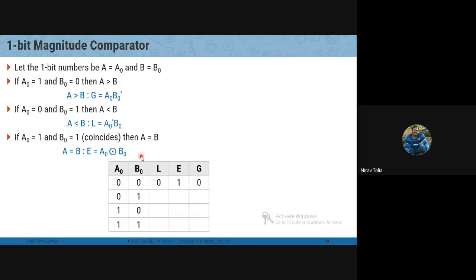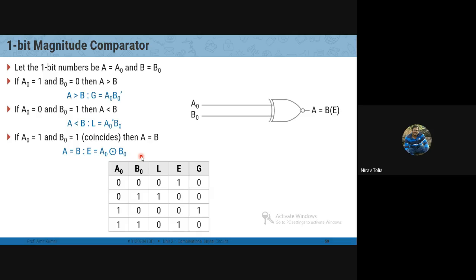So E is 1. For 0, 1, A is less than B, so my L is 1 and all others are 0. For 1, 0, A is 1 and B is 0, so it is greater than. So my G is 1 and all others are 0. And both 1, 1 means it is equal, so L and G are 0, 0 and E is 1. So this is the truth table of the 1-bit comparator.